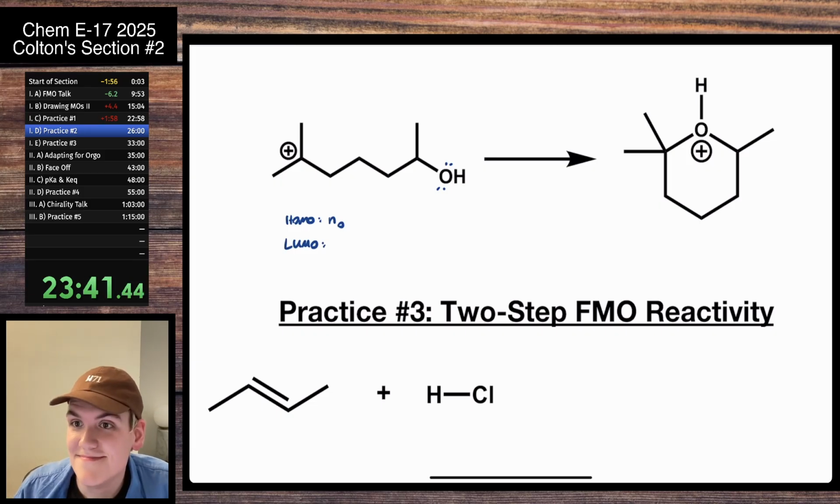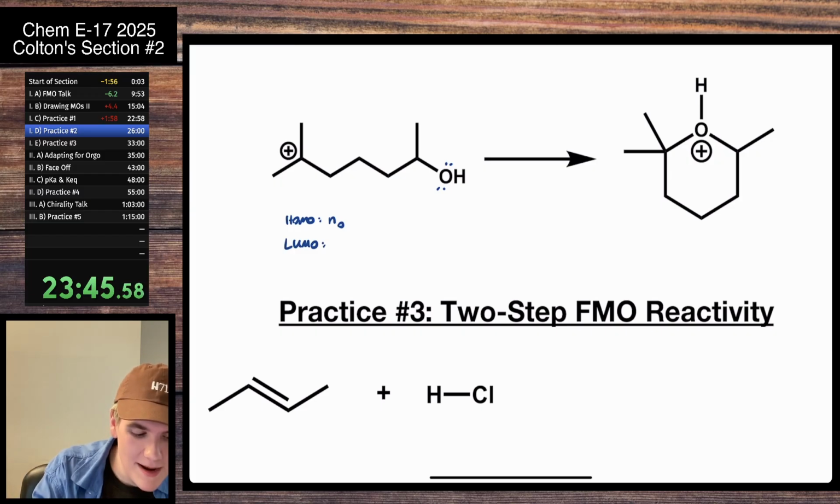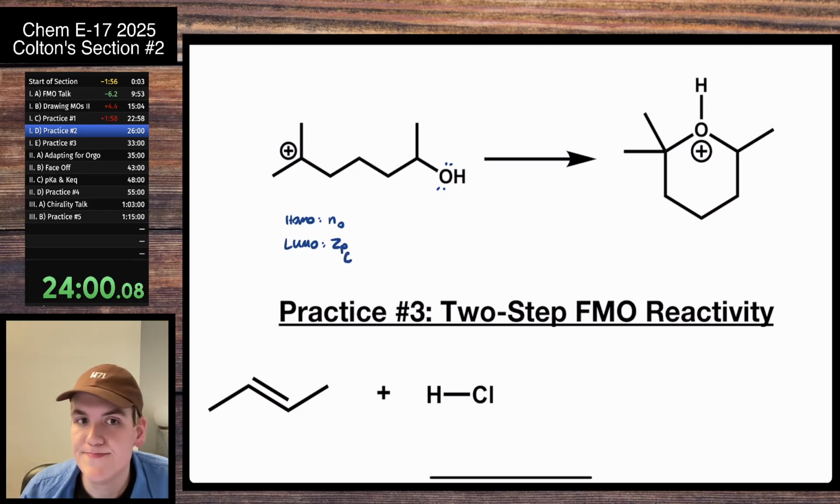Yeah, the positively charged carbon. Yeah, already we have a positive charge. We know that that probably wants electrons. And we know that when we have a positive charge on a carbon, that is an empty 2p orbital because this doesn't have a full octet. So this is our 2p orbital on a carbon.